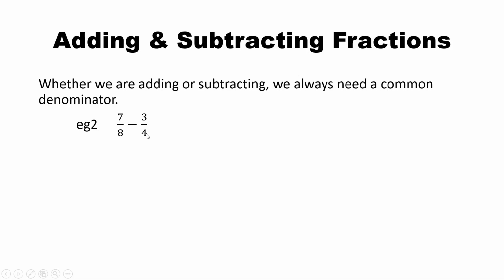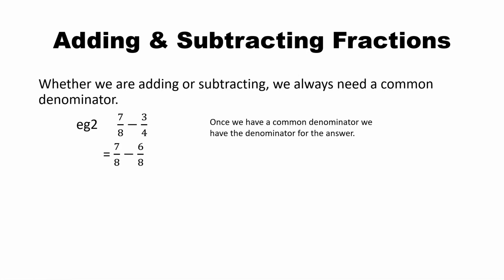And if I'm multiplying the denominator by 2, I must multiply the numerator by 2 as well. So that's going to be 7/8 minus 6/8, because 3 times 2 is 6, 4 times 2 is 8. Now that we have a common denominator, that's the denominator we're going to use for our answer. Let's just add, or in this case, subtract our numerators. The denominator stays the same.